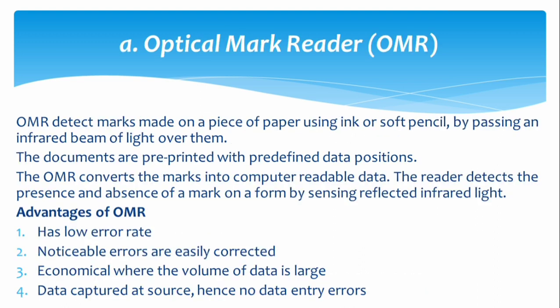For OMR, it works with something that has been written on a paper, a soft pencil, which is now passed through a beam. So when light is passed over the paper that has markings of the pencil, it's able to capture that and use it to be converted to a computer readable manner. So those marks are now sensed and captured by the infrared light.